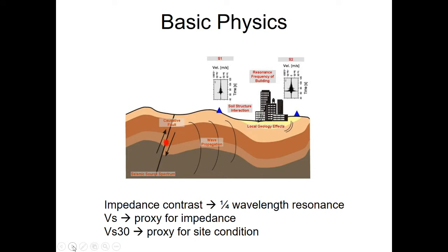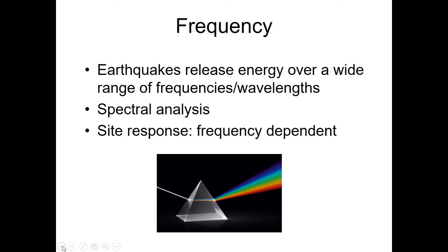So the physics of site response are very basic. The equations are well known. The idea is that you have the fault, the waves propagate, and then you have soft sediments, and by soft we mean low impedance. Impedance depends on the shear wave velocity and the density, but we usually just consider the shear wave velocity as a proxy for impedance. And let me go on to the next slide.